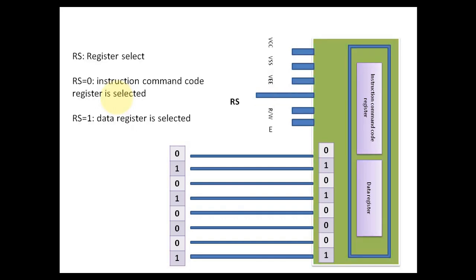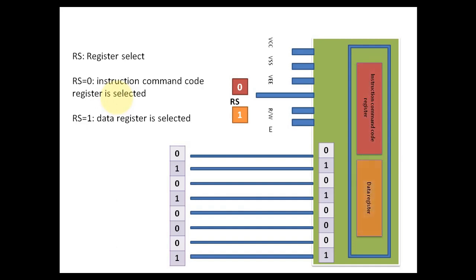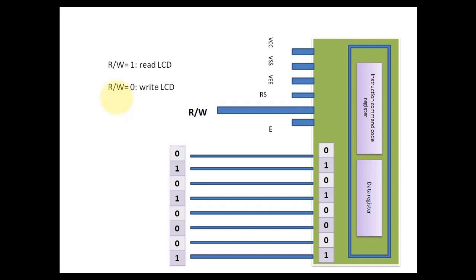The RS pin is for register select, to select between the data register and the instruction command code register. If you supply logic 0 to this pin, that means you want to use the instruction command code register, and if you supply 1, that means the data register. RW pin, the read write pin: if you write logic 0, that means you want to write data to these registers, and if you write 1, that means you intend to read the content of these registers.